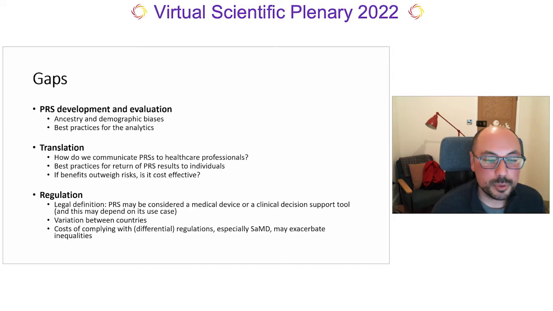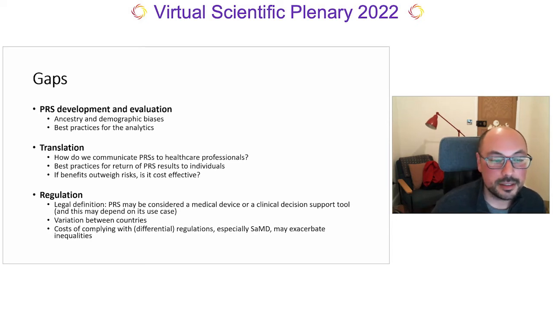In terms of the gaps which remain for responsible use of PRSs, there are clearly still rapid changes to the methods used for their development and evaluation, particularly for standardizing performance across demographies and analytic best practices. For translational aspects, how do we communicate PRSs and the information they hold to healthcare professionals? What are the best practices for return of PRSs to individuals? And how might this vary between cultures and countries? And indeed, if the benefits of PRSs outweigh the risks, how cost effective are they?